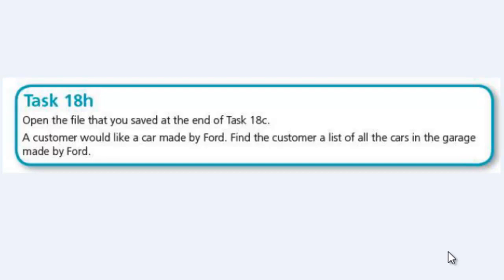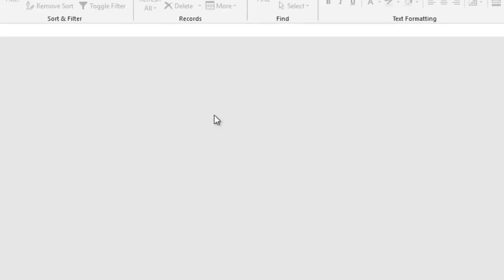Now, there are two things I want you to have in mind when we're doing this. The query is going to be performed on the make field, and we're going to be using the cars table saved in 18C, according to the question. So we're going to go forward to that.